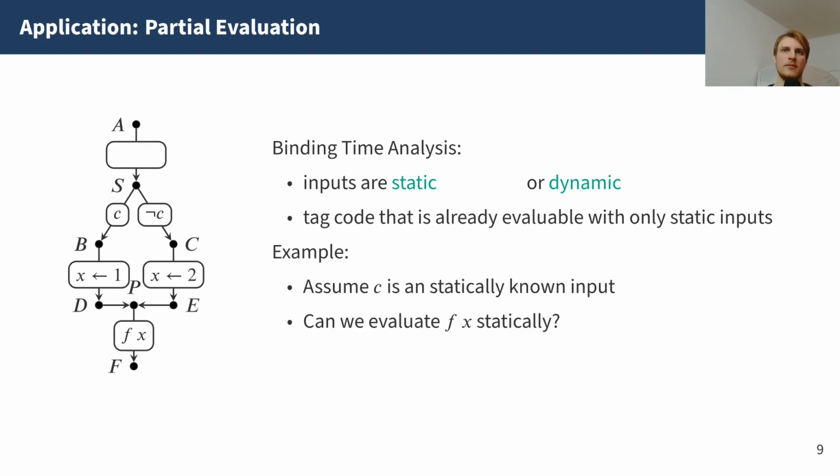So the question from before, translated to this setting, is whether we can evaluate f of x statically if we know that c is a statically known variable. So here, static corresponds to uniform and dynamic corresponds to varying.